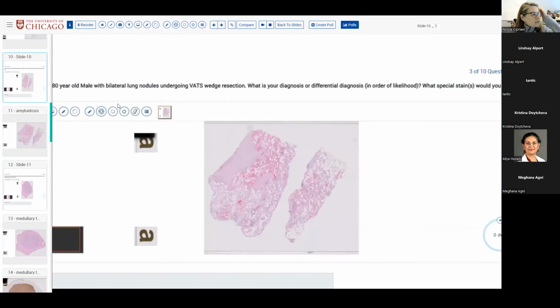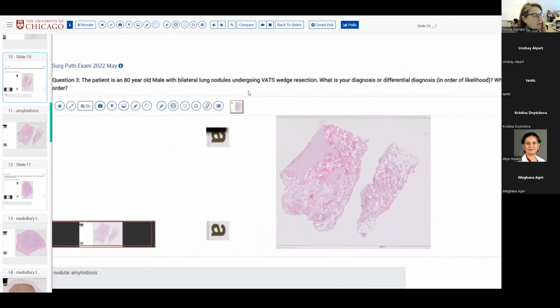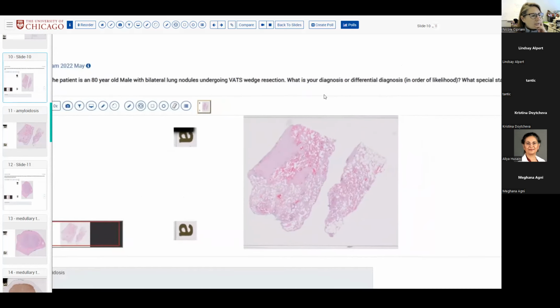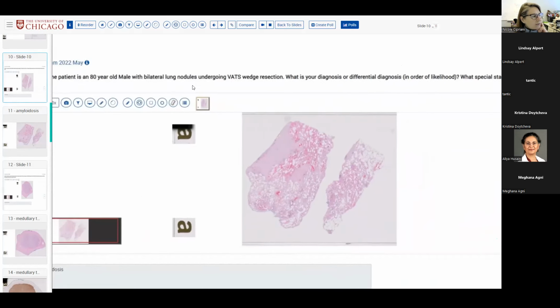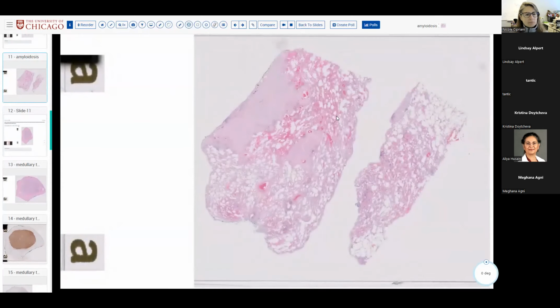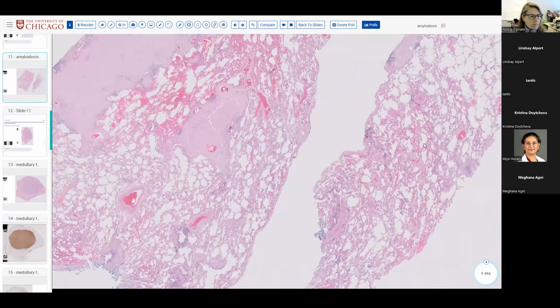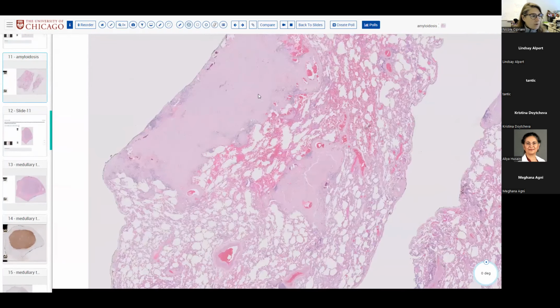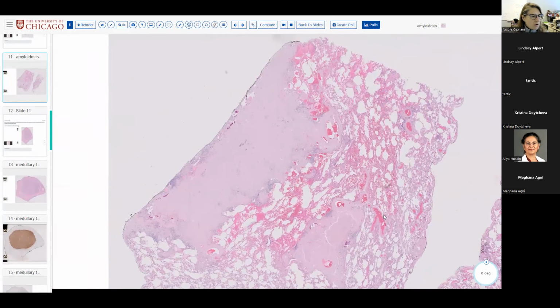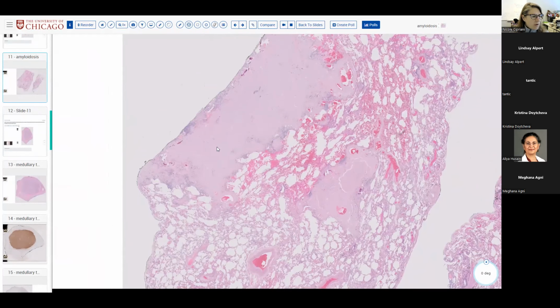Okay, so this is an 80-year-old male with bilateral lung nodules undergoing VATS wedge resection, differential diagnosis and or stains. So as you can see, here is a nodule. The lung parenchyma in the background looks like it has some emphysema, and then patches of fibrosis, as you can see at low power.